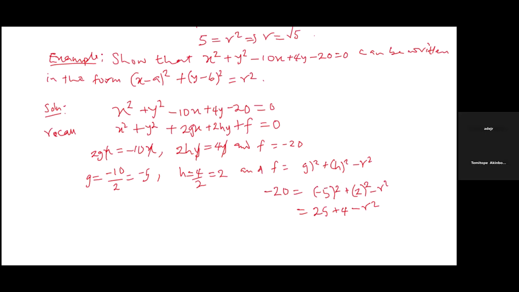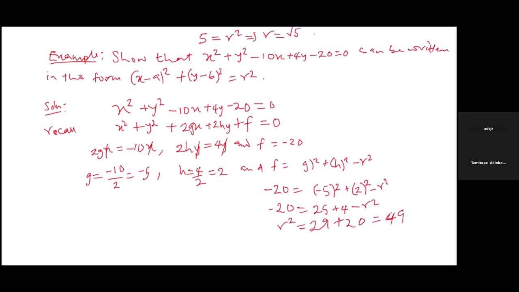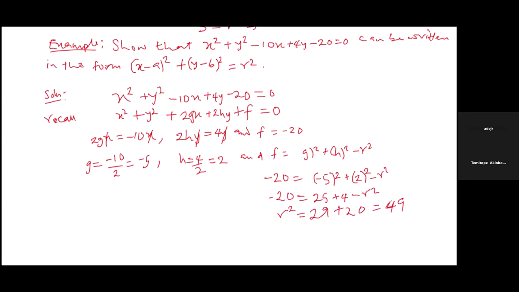So this will now be minus 20 equals this. If you rearrange, take r squared to the left and take 20 to the right, this will be 29 plus 20. And that will be 49. Do you agree with that? Yes, sir. So r squared is 49. We can stop at r squared because the question says we should show that we can express it in this form.